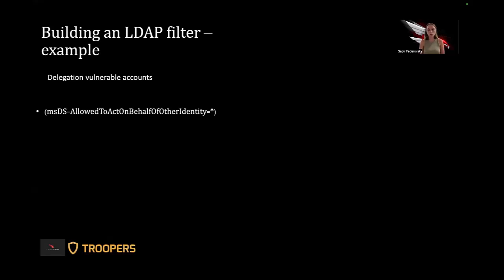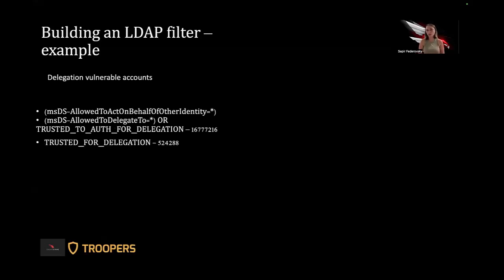The second one is constrained delegation. Here we have 2 options. The first one is the msDS-AllowedToDelegateTo attribute. Again, we just want to make sure it's not empty, so we use a wildcard. But there is actually another option, which is the TRUSTED_TO_AUTH_FOR_DELEGATION userAccountControl flag. Here we have a slightly different scenario because we don't have an attribute. We have a flag contained inside the userAccountControl attribute, and we need to perform a bitwise AND operation on the userAccountControl attribute to understand whether the flag is located inside of it or not.